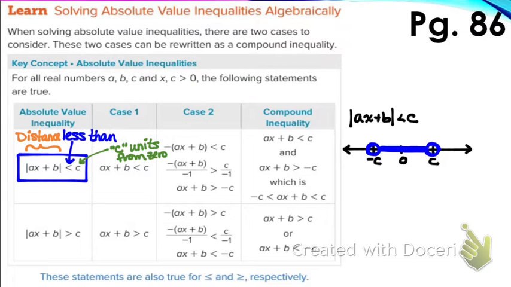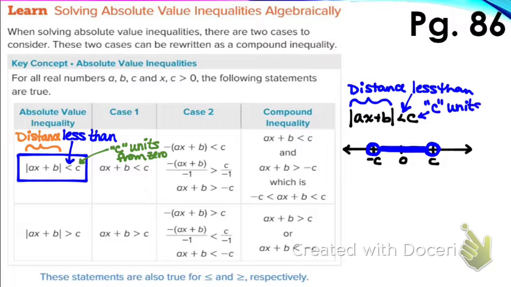So again, I'm going to write up above here exactly what we just said. The distance is less than C units from 0.